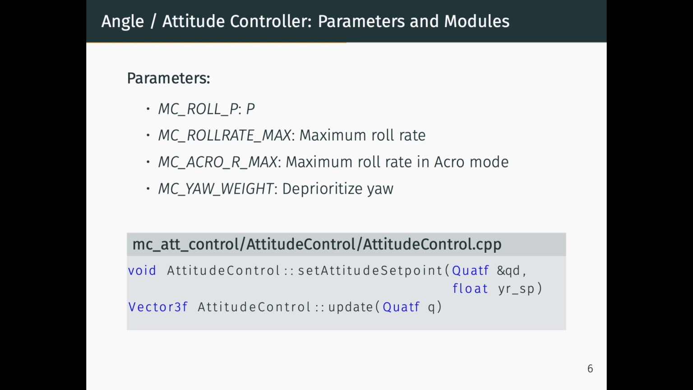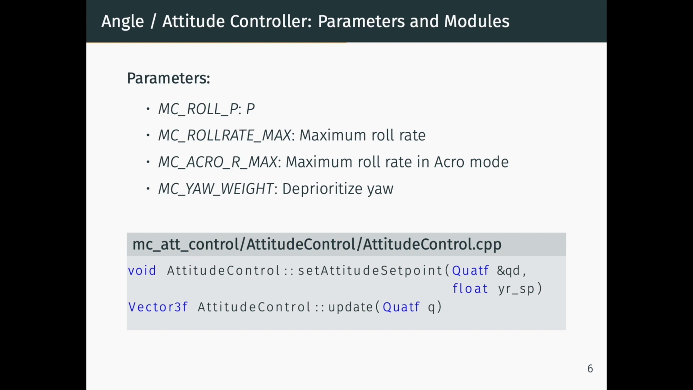The angle controller actually prioritizes pitch and roll above yaw control. This is because pitch and roll control is critical to keep the vehicle in the air, but not so much yaw. So the MC yaw weight can be used to set the level of prioritization.